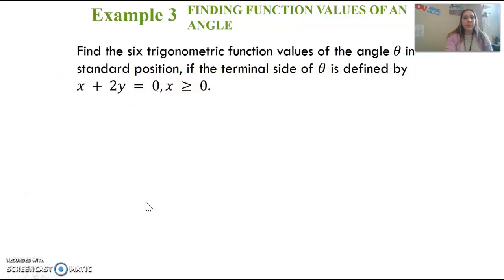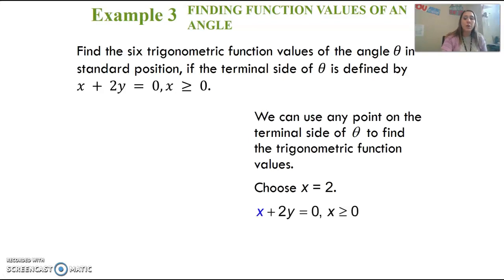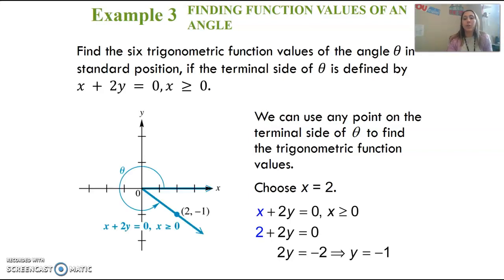Okay, so we did do this one in class. What we did is we went ahead and just chose a value for x, and we chose 2 just to make things easy, because it says that x plus 2y is equal to 0, and x can be any value greater than or equal to 0, and 2 is an easy number. So we chose 2, and then we just plugged it in and solved for y. Since x was 2, then our point was (2, -1). So we went ahead and graphed it, and we were going to find all 6 trig functions.